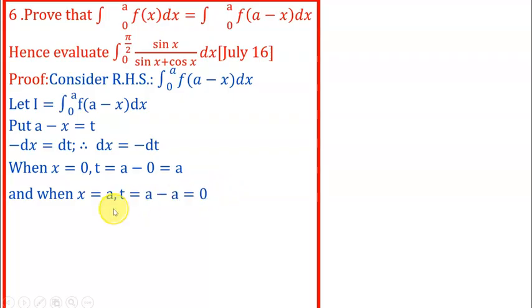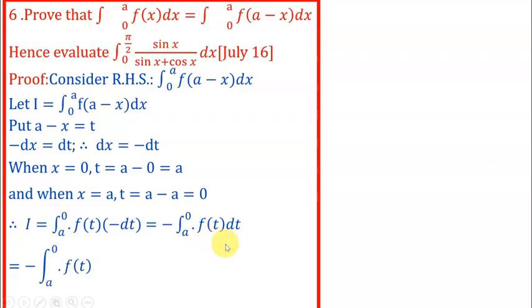And when x is equal to a, t is equal to a minus a, and that's equal to 0. That is, t is equal to 0. And therefore, our integral becomes I is equal to, lower limit is a, upper limit is 0. And what about a minus x? a minus x is t, f of t. And the value of dx is equal to minus dt. Take the minus sign outside the integral sign, that is minus integral a to 0 f of t dt.